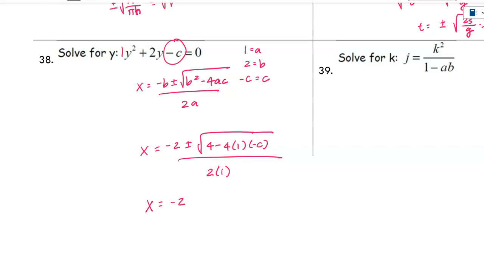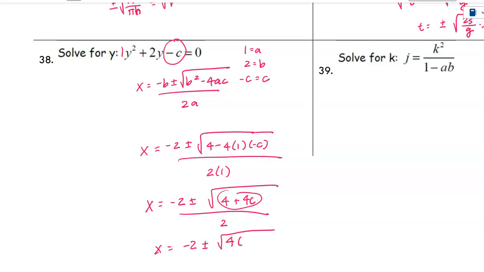x equals negative 2 plus or minus, and we have a 4 plus 4c, all over 2. Okay, now look what I can do. I can take out a 4 here: 4 times 1 plus c, over 2.